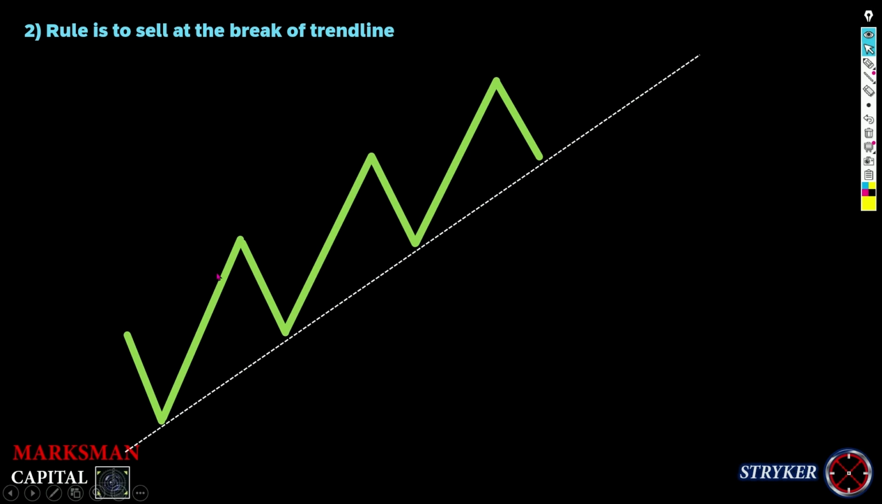And let's say we already had a trend that's so obvious, bouncing a few times, respecting the trend line, and then the price came through the trend line. This is where most of the sources say that if it breaks the trend line, the rule is to sell at the break of the trend line. So that's where most traders will start to sell, right?